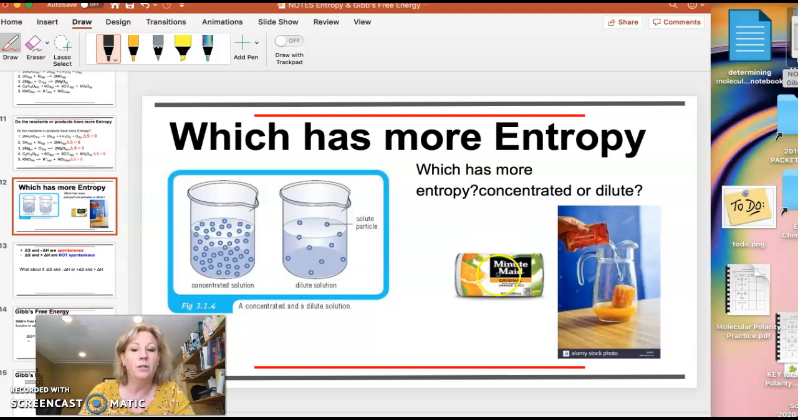What it is is concentrate, and then you add cans of water to it to make it back into normal orange juice. Which one would have more entropy? Which would be more random? The concentrated version or the dilute, less concentrated? If you fill this up with water, everything can move around in way more space and be more random. So the dilute solution is going to be higher in entropy than the concentrate.